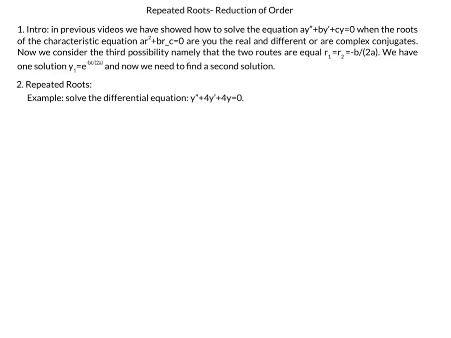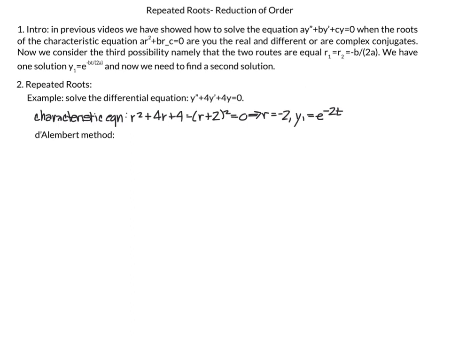We're going to start with an example. We're going to solve the differential equation y double prime plus 4y prime plus 4y equals 0. We assume a solution of the form y equals e to the rt, and then we take y prime and y double prime, factor out the e to the rt, and we get the characteristic equation, r squared plus 4r plus 4. Again, it's easy to get it directly off of here, since the coefficients of this differential equation become the coefficients in your characteristic equation.